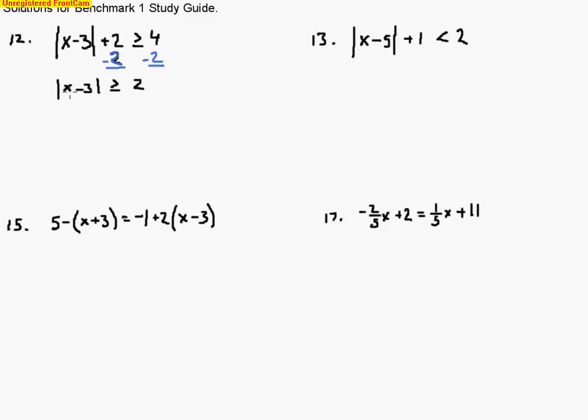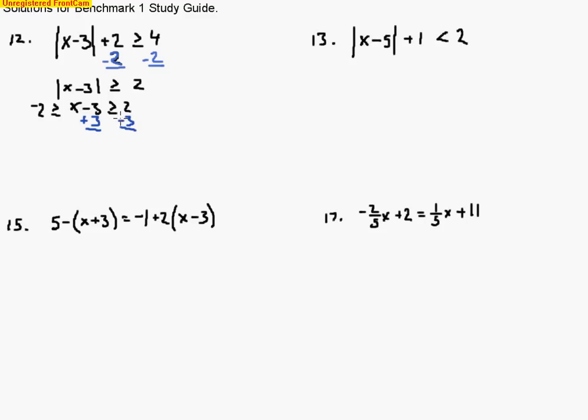So since I've got this isolated now, I can set up my two inequalities. I've got x minus 3 can be greater than or equal to 2, but it could also be less than or equal to negative 2. Now I say less than because it points towards the x. So from this point, I just need to do one operation. I need to add 3 to both sides.